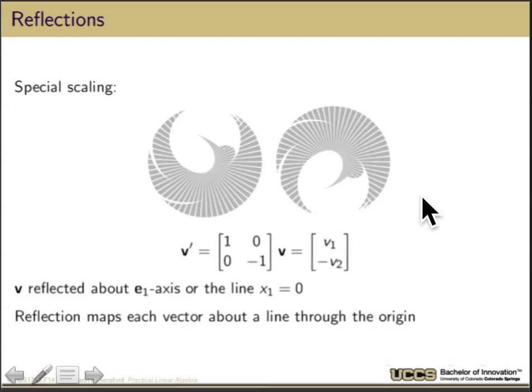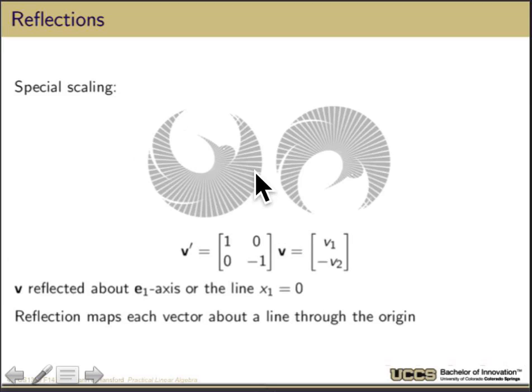Okay, so matrices can do other things. They can do a very special scaling, which we call a reflection. If I scale this axis by 1 and this axis by -1, scaling by -1 changes direction, and so we take this shape and flip it over the horizontal line, and we get this shape. Right, so it's minus v2, the second component. Reflection maps each vector around a line through the origin, and in this case, it's the horizontal axis that it's going to flip over.